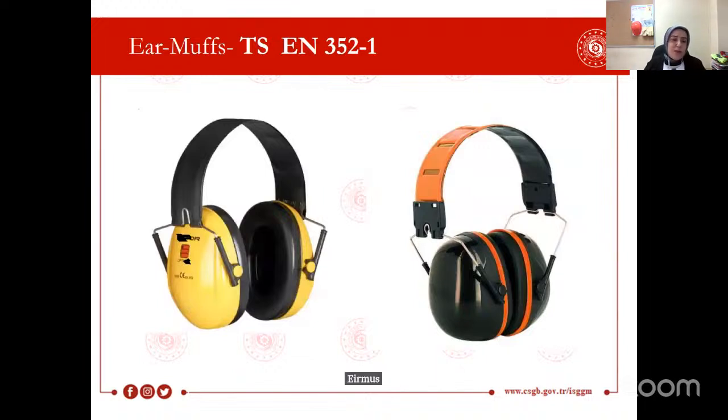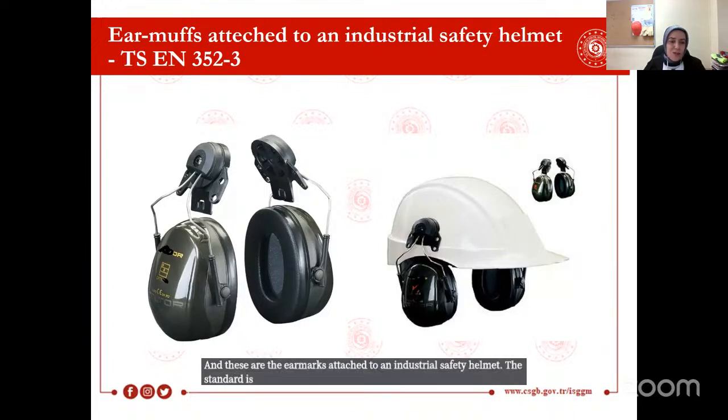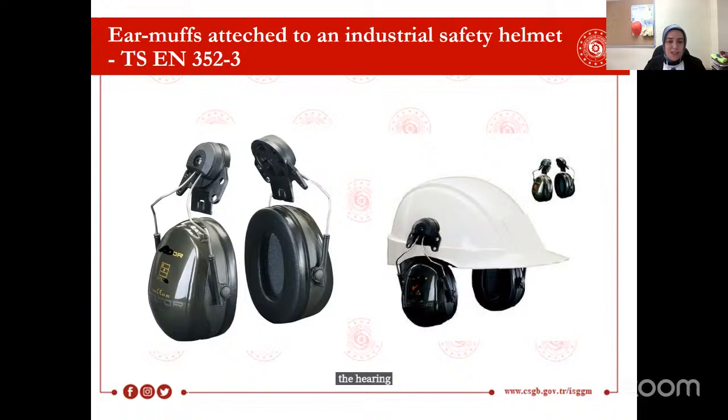Earmuffs should be compatible with EN 352-1. As we can see here, these are the examples. And these are the earmuffs attached to an industrial safety helmet. The standard is EN 352-3. The hearing protectors are used with a safety helmet, as we see here.